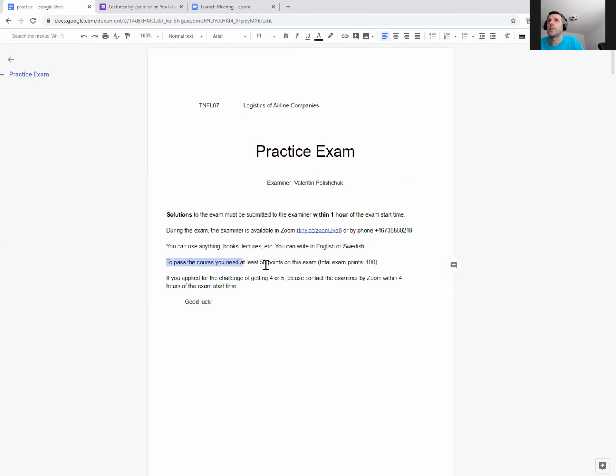And now I'm getting to the line which at least partially explains why it's only 1 hour. You only need to get 50 points to pass the course. And that's doable within 1 hour in this exam, assuming that you have studied the homeworks and so on. If you get 50 or more points, then you will get a pass, a grade of 3.